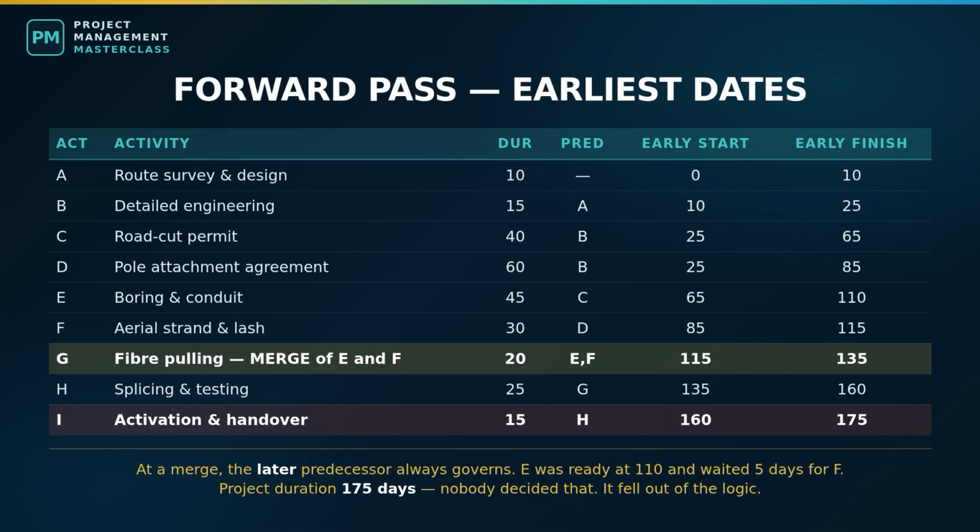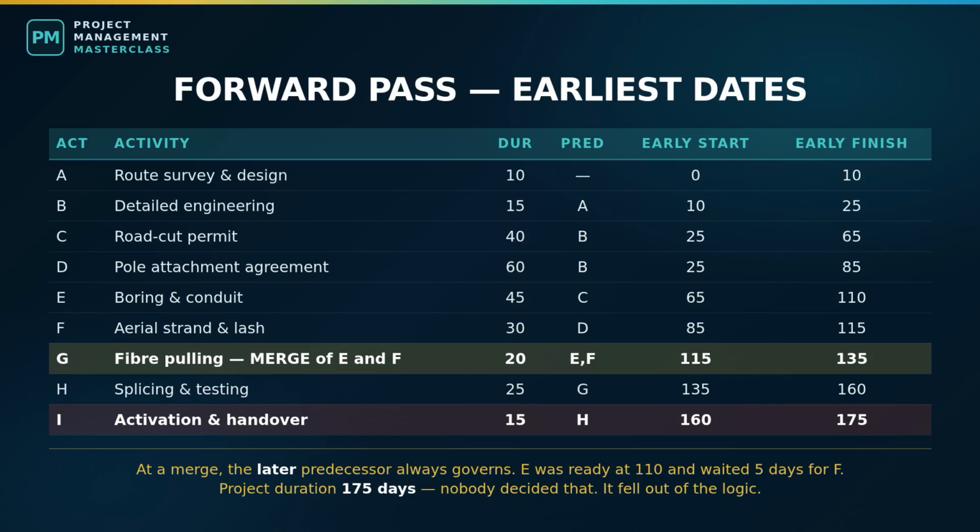That is the earliest this project can possibly complete, and notice we did not decide that. We did not negotiate it. It fell out of the logic. If somebody wants this project delivered in 140 days, the schedule has already told us that is not a target. It is a fiction, unless we change the logic or the durations.